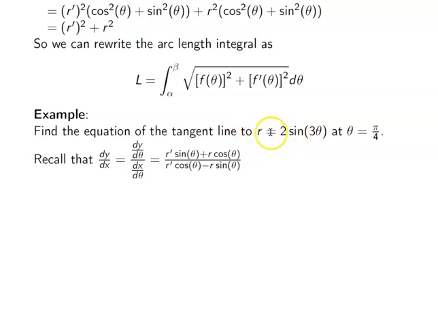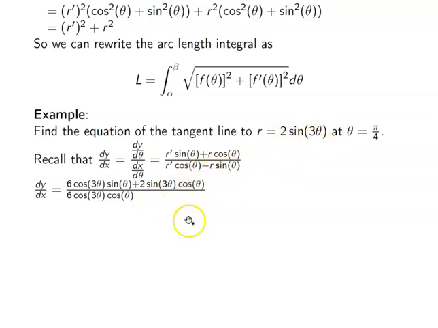So first thing I need is to find the derivative of r with respect to theta. So I'm really just going to differentiate this with respect to theta. So I'll have 2 cosine, and then chain rule says I'll have a 3, so this should be 6 cosine 3 theta. So r prime sine theta. So my r prime is 6 cosine 3 theta, and then sine theta, plus just my r times my cosine. And then on the denominator, I'll have 6 cosine 3 theta again, but times cosine, and then minus my r function, 2 sine 3 theta times sine.